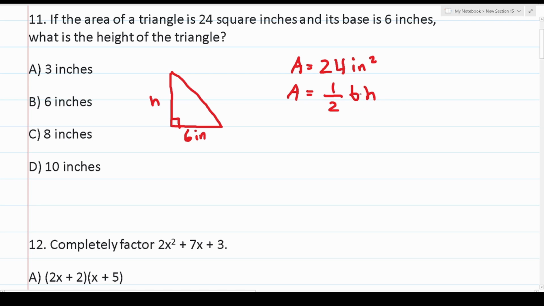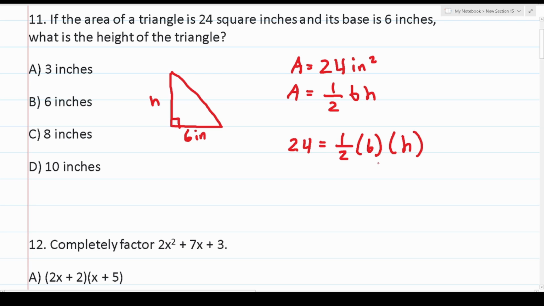Let's fill in what we know. We know A equals 24 inches squared. So in place of A here, I'm going to put 24. 1/2 is a constant in this formula, so it's not going to change. We know the base, according to the problem, is 6 inches. So we're going to label that as such. And we know we're trying to figure out what the height is. So at this point, it should be pretty clear that we're trying to solve for h, which means we want to rearrange this equation such that we get h by itself.